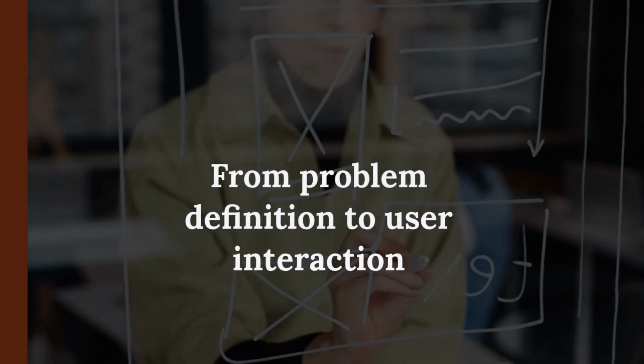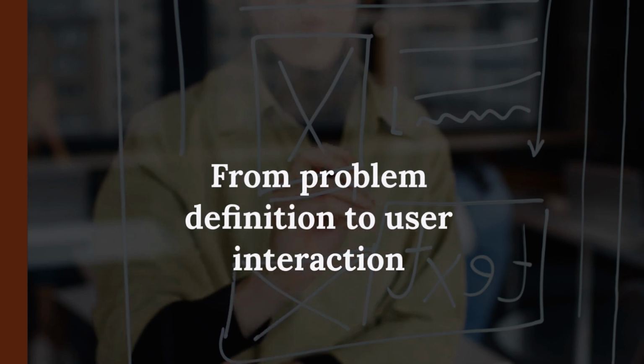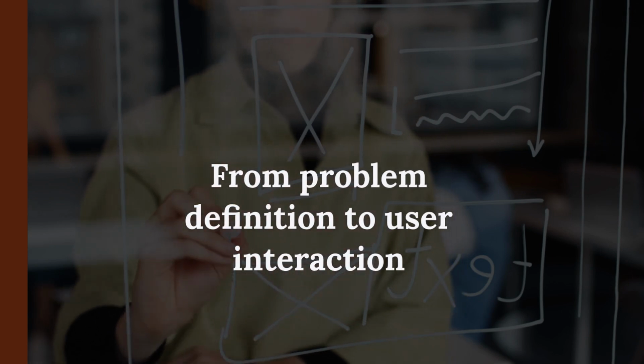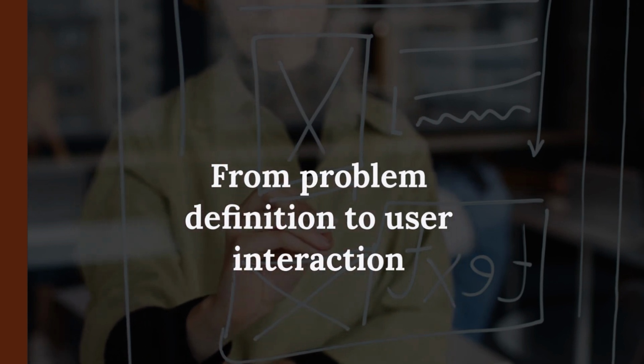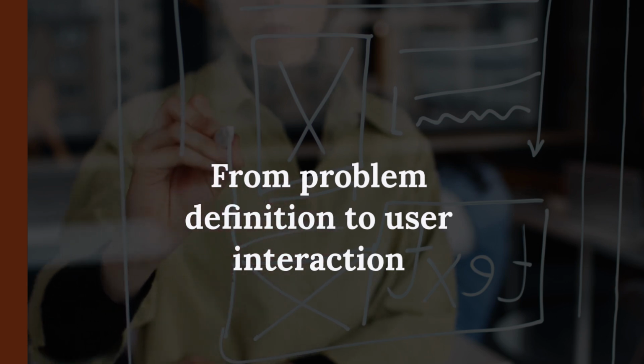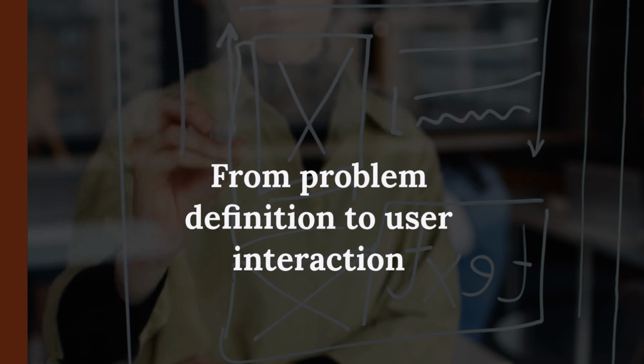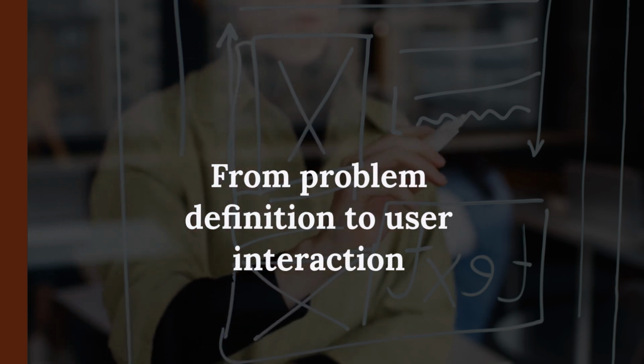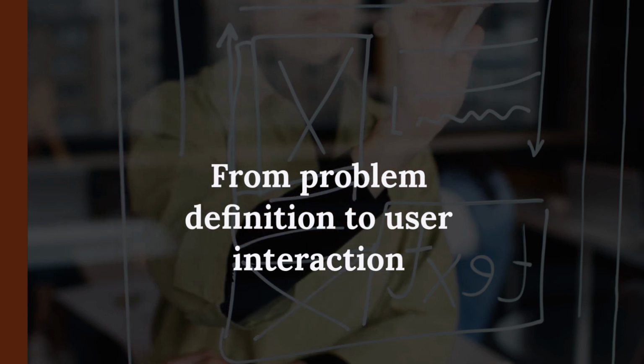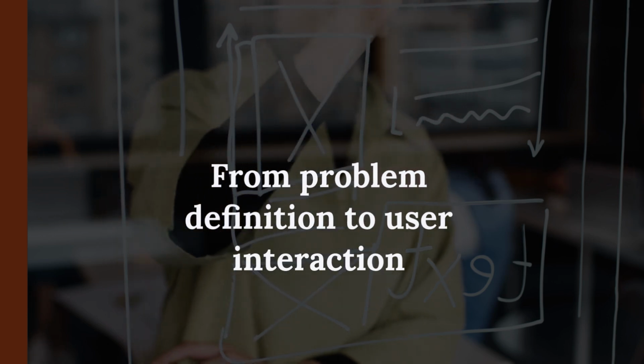The design process starts with problem definition, then moves through architecture design, perception, reasoning, action, and communication. Each part supports the next. This structure helps you define what the agent should do, how it will decide, and how it will interact with users, systems, or other agents.